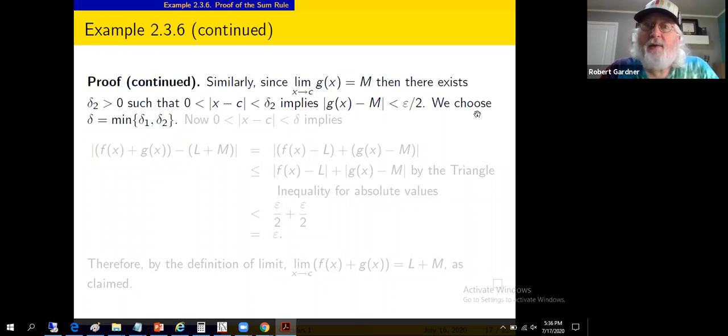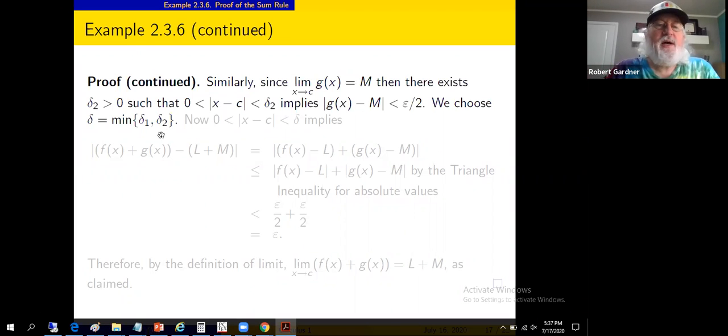I choose my words carefully. I chose "choose" when we choose the delta. To emphasize, you have no control over the epsilons. The epsilon could be anything. But once you've been given the epsilon, then you choose the delta, likely based on the epsilon, as we've done so many times in the examples from this section.